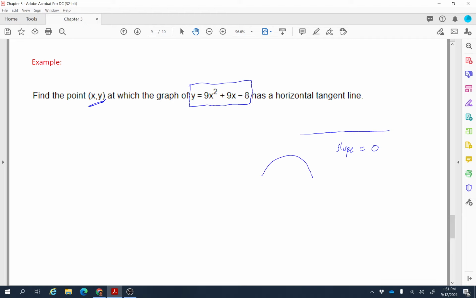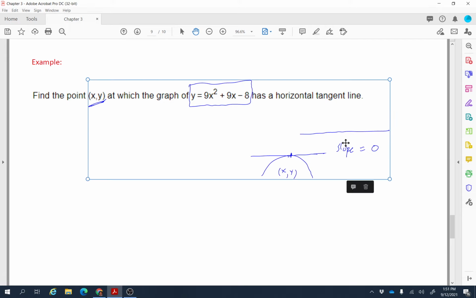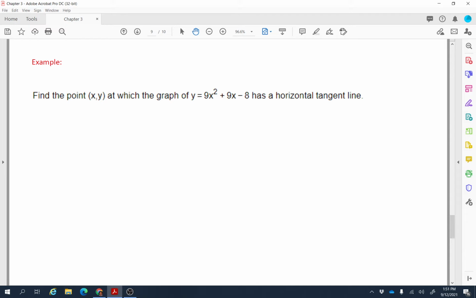So there is a curve, and at some point (x, y) there is a horizontal line. We would like to find the point where the curve has a horizontal tangent line. For example, this is the curve, there is a tangent line, and the point on the tangent line is (x, y). We would like to find this point such that this tangent line is horizontal. So what we have to do is find the slope of this curve.